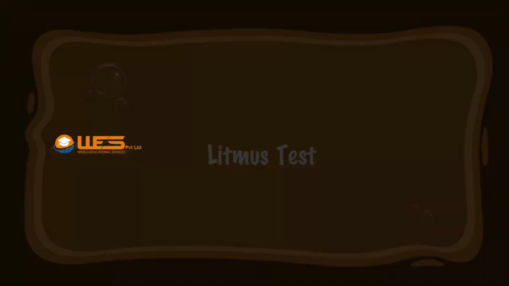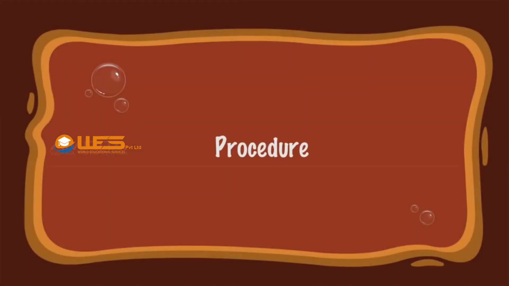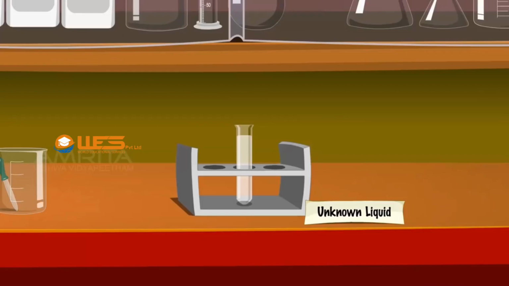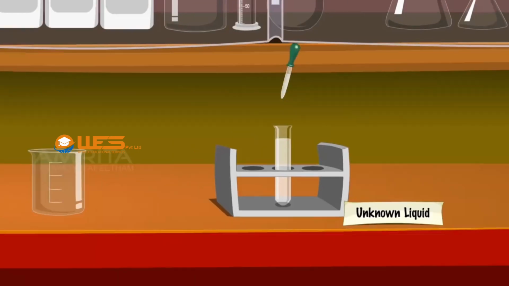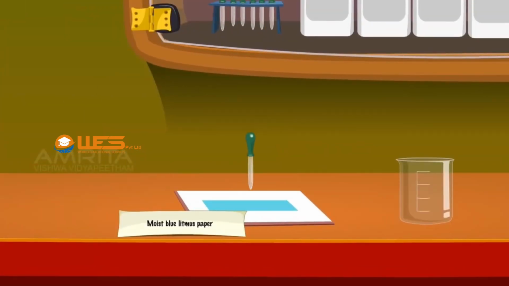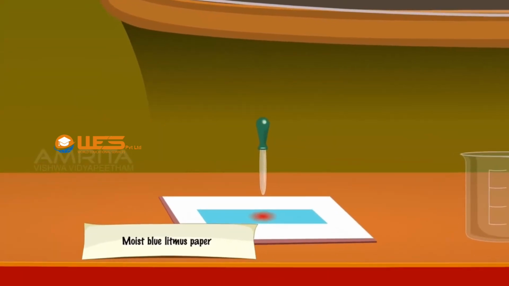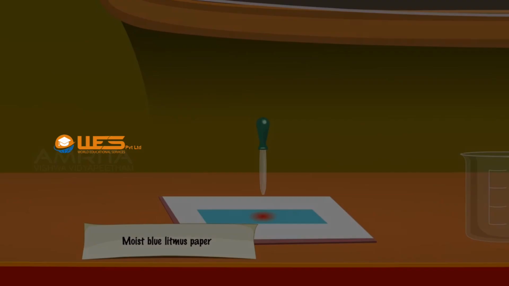Litmus test. Procedure. Take a small quantity of unknown solution using a dropper. Take a moist blue litmus paper. Drop 2 to 3 drops of it on a moist blue litmus paper. Carboxylic acid turns blue litmus red, indicating it is acidic in nature.